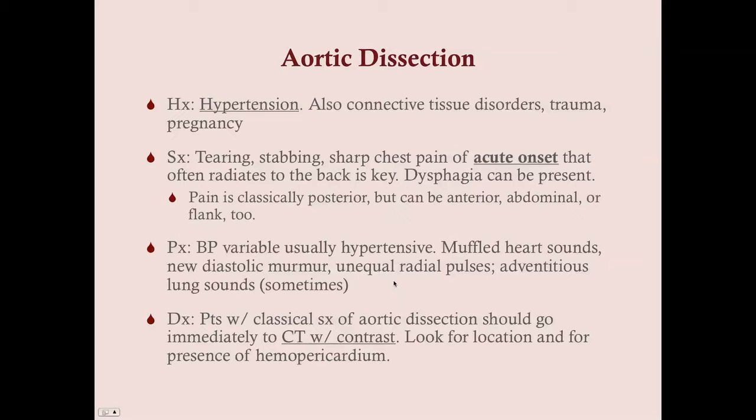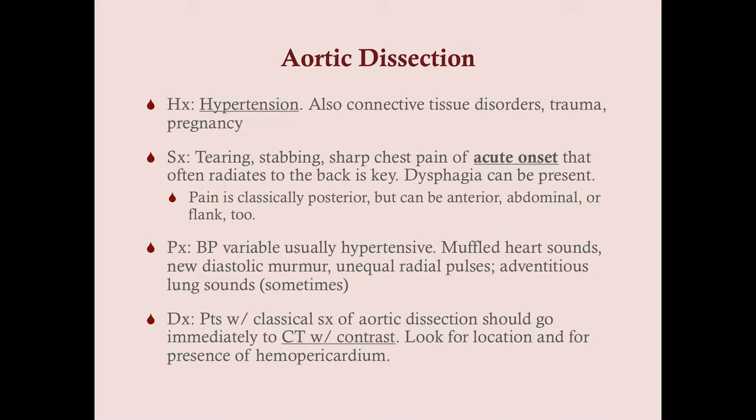So when we look at a patient with aortic dissection, if that's on our radar, this patient will have a history of hypertension. They may also, on the other hand, have a history of connective tissue disorders, trauma, or pregnancy, but most commonly this is going to be an older patient with hypertension.